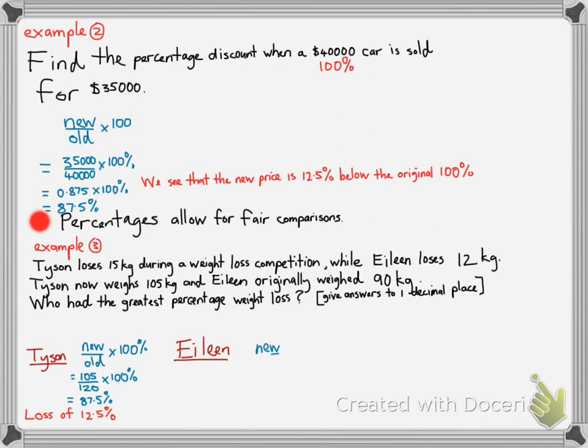Let's have a look at Eileen now. Her new weight over her old weight is going to be 78 over 90 times 100%. Now again, how did we get that? Well, in the question it says she originally weighed 90, so that's the old weight, and she's lost 12 kilograms, so her new weight must be 90 take away 12, or 78. So we take her new weight of 78, divide by her old weight of 90, and times by 100%, and we get 86.7%.